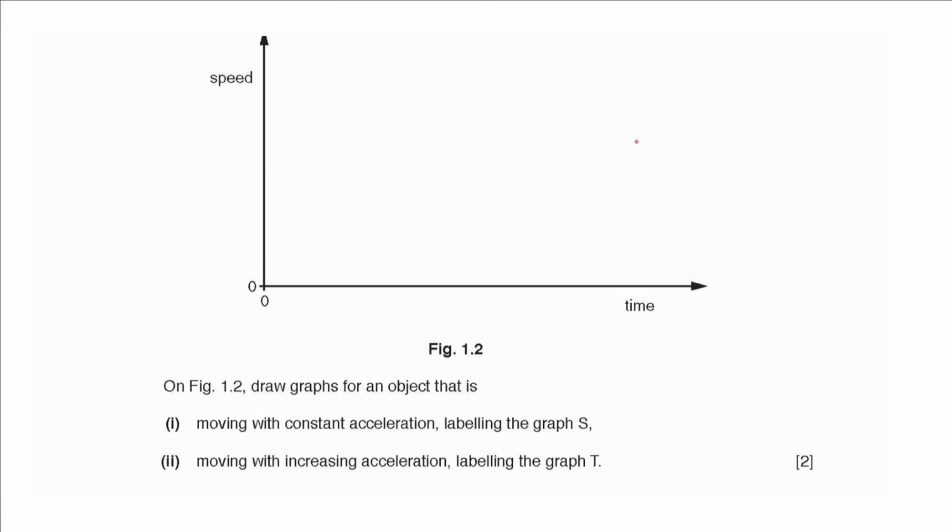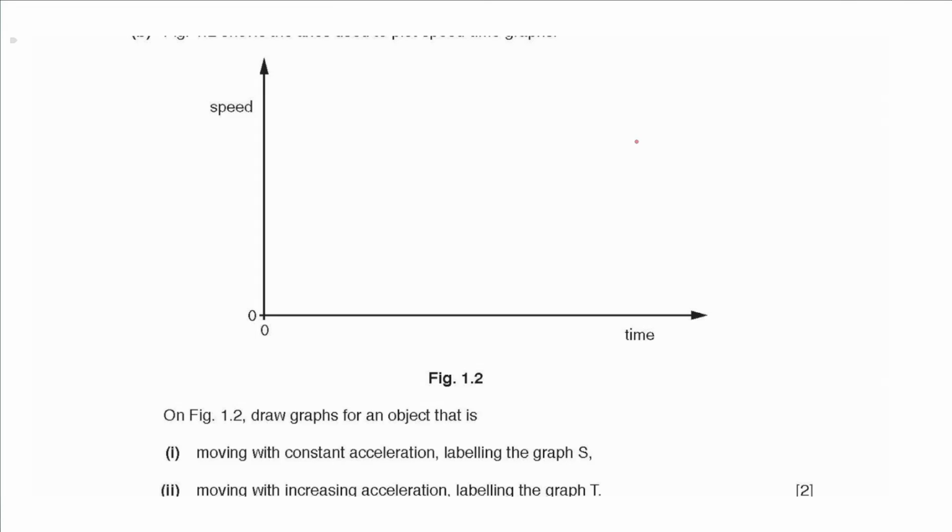So for constant acceleration, again, the acceleration here is equal to the gradient or the slope. So we must draw a straight line to represent a constant gradient, and we label this one S. And for increasing acceleration, we start with something more horizontal and we end with something more vertical. So it will be a curve like this, and we label this graph T.